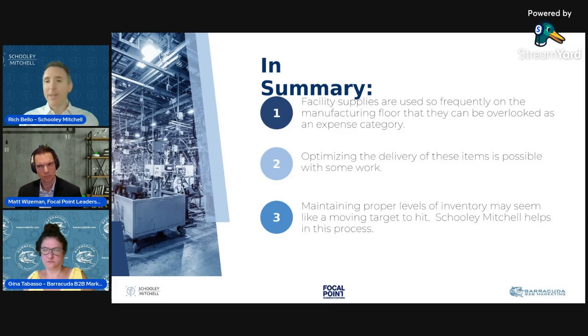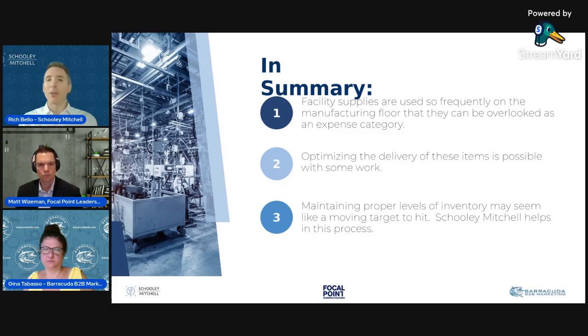Just to summarize, as I mentioned earlier, these facility supplies are products that are used so regularly and so frequently. A lot of times they are just taken as a given. Hey, this is something that we need. The price is what it is. We have to get it. There's not much we could do. But that's not really always the case. There is something that you could do.